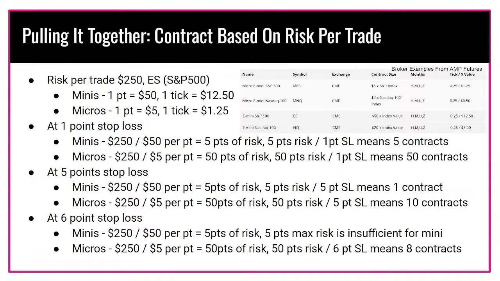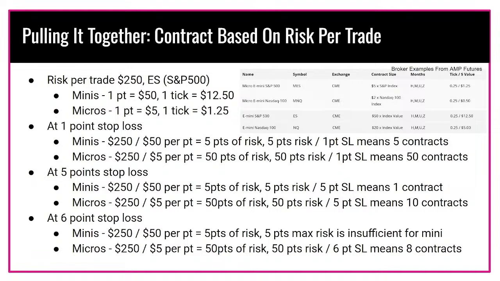Now, let's change that a little bit and say that, for example, you have a 5 point stop loss. Working with a 5 point stop loss, you're going to take that same $250, divide by that same $50 per point, and that's going to give you the same 5 points of risk. But now, knowing that you have a 5 point stop loss, you take 5 points of maximum risk divided by 5 point stop loss. That's going to tell you can risk exactly 1 contract within that $250 of risk.